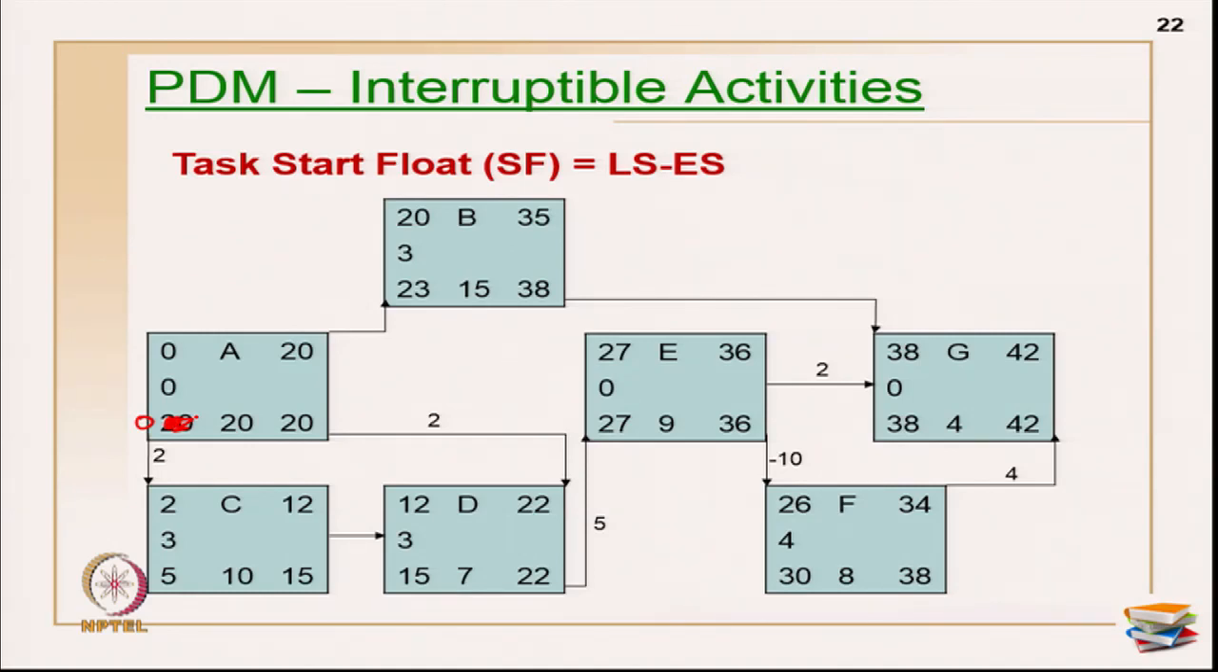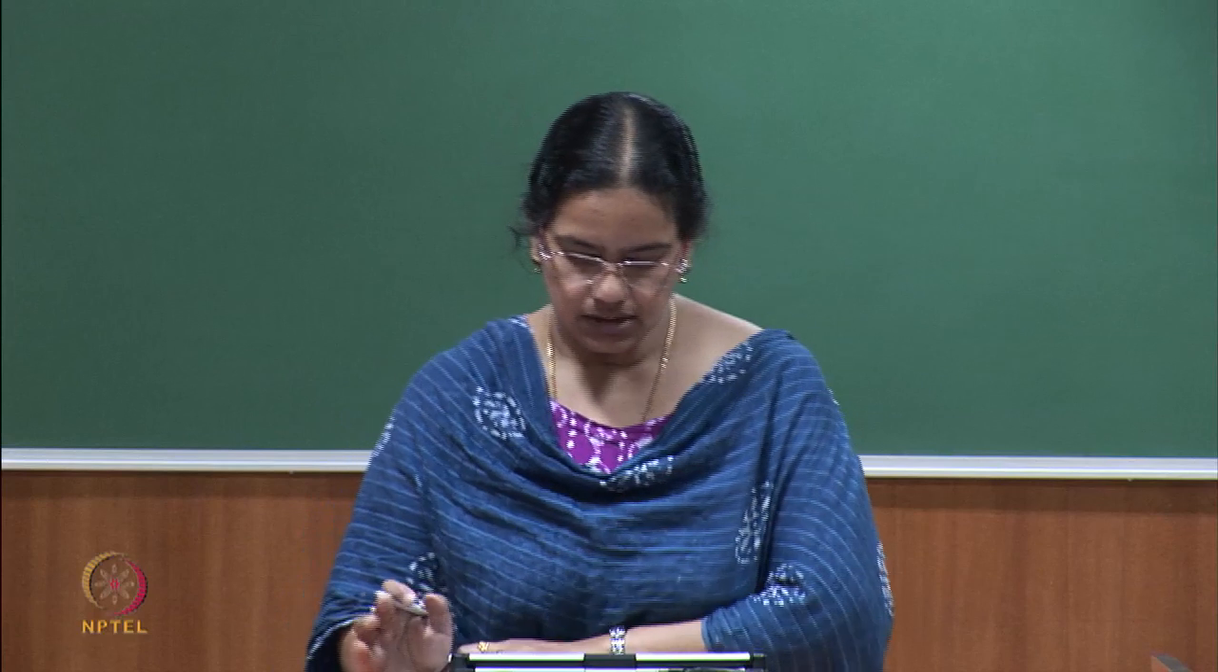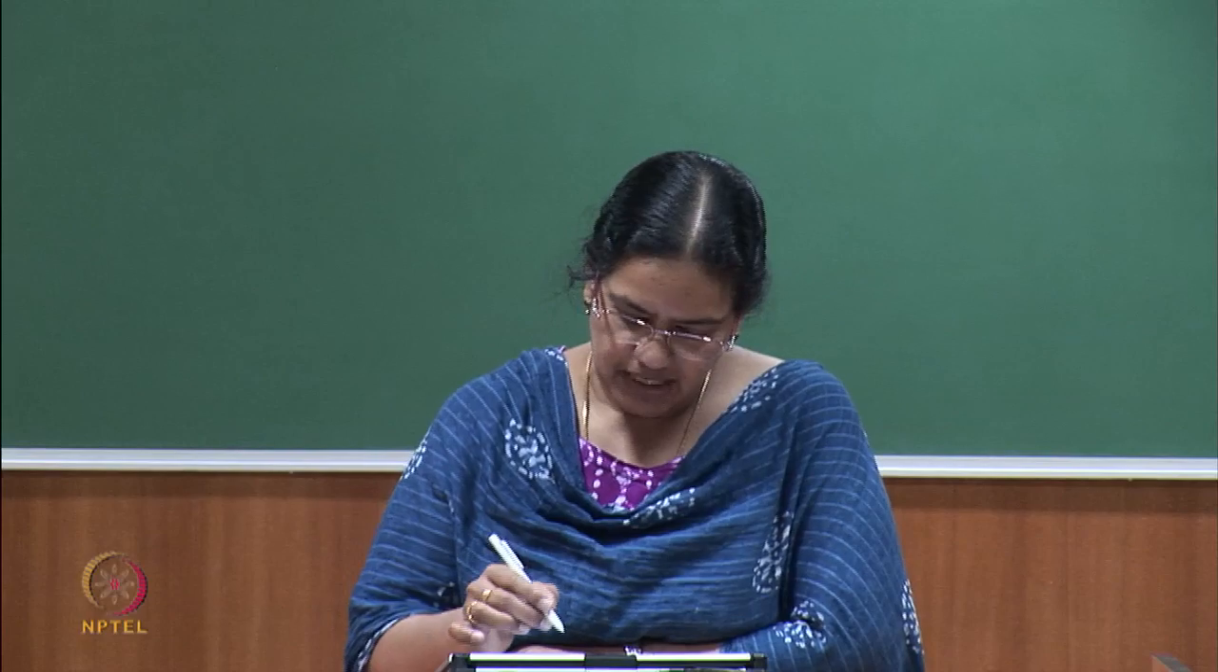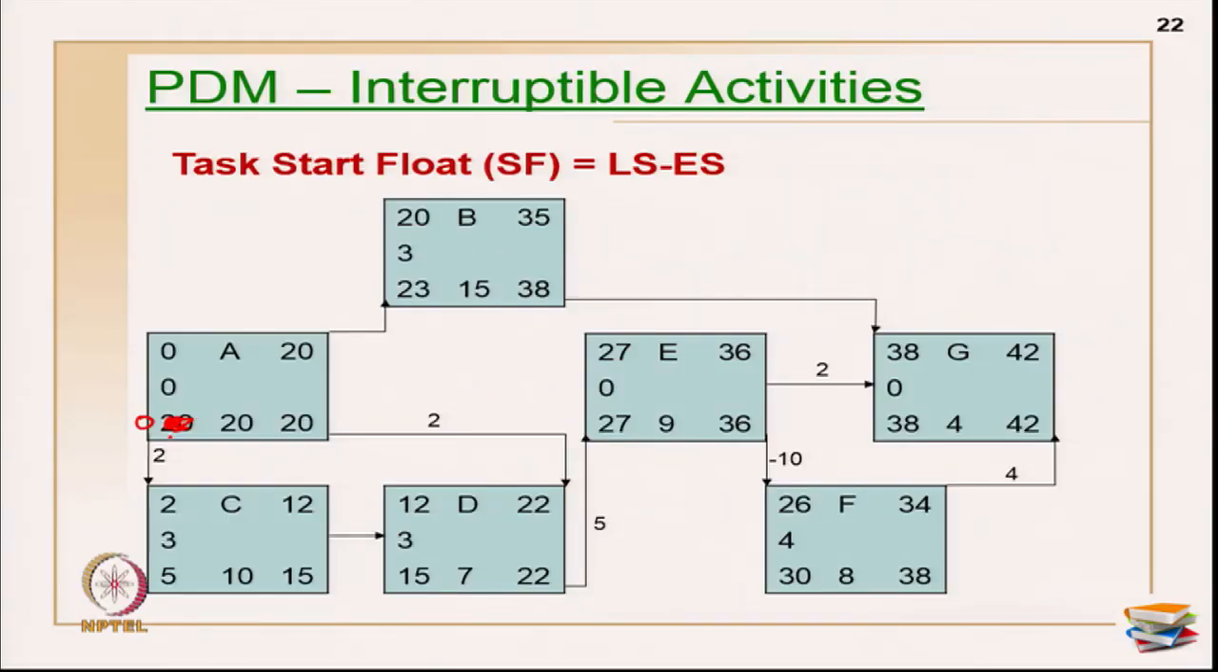Now, we will calculate the task floats. So far we have seen only the forward pass and backward pass. Now, task floats. The first task float is the start float of an activity. It is primarily late start minus early start. Where am I representing the late start? Late start is here, early start is here. 0 minus 0 is 0, 23 minus 20 is 3, 5 minus 2 is 3, 15 minus 3 is 12. See, 15 minus 12 is 3, 27 minus 27 is 0, 38 minus 38 is 0 here, 30 minus 26 is 4.